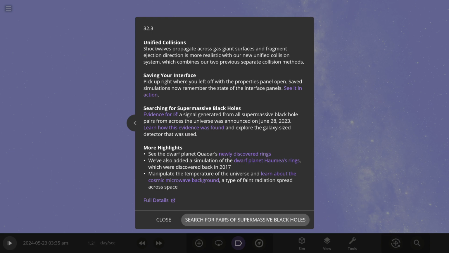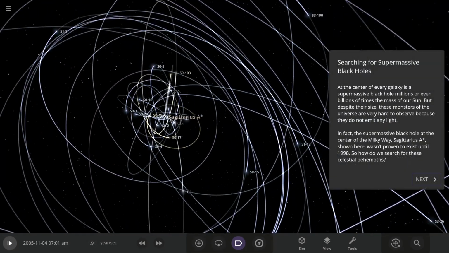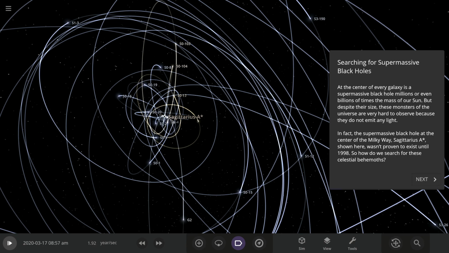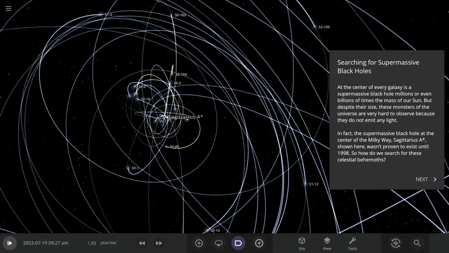And now we do search for pairs of supermassive black holes. Oh god. At the center of every galaxy is a supermassive black hole millions or even billions times the mass of our sun. But despite their size, these monsters of the universe are very hard to observe because they do not emit any light. In fact, the supermassive black hole at the center of the Milky Way, Sagittarius A, shown here, wasn't proven to exist until 1998. So how do we search for these celestial behemoths?